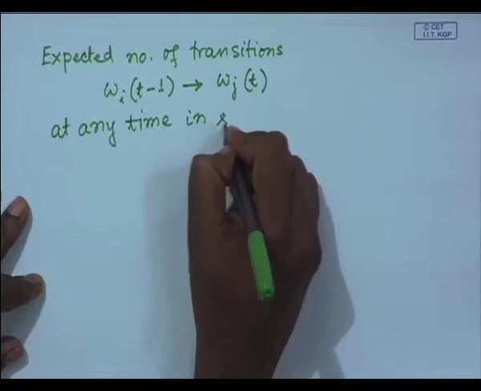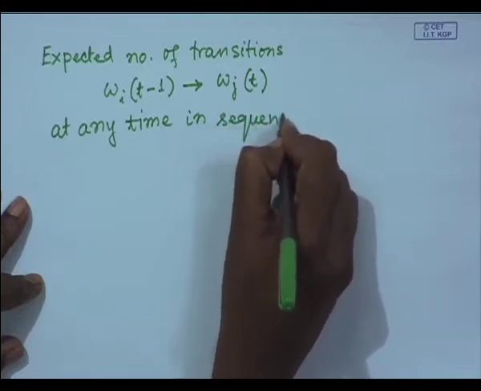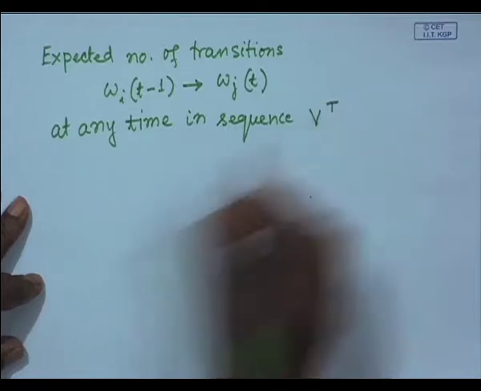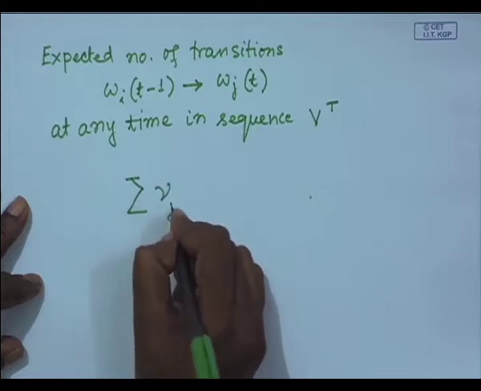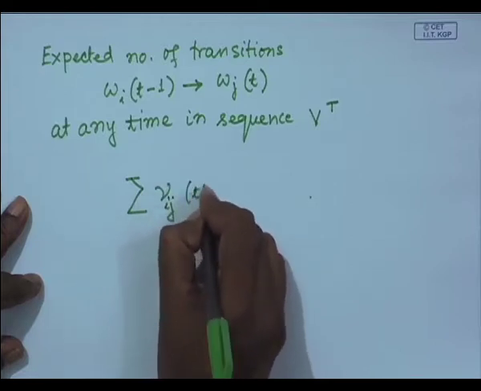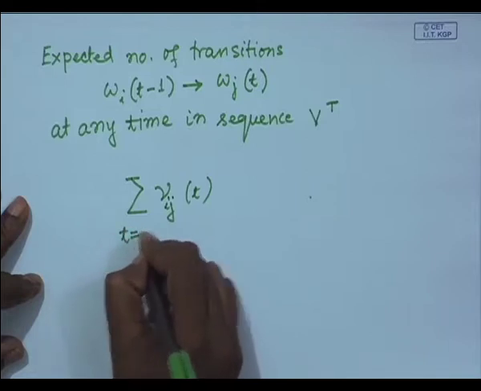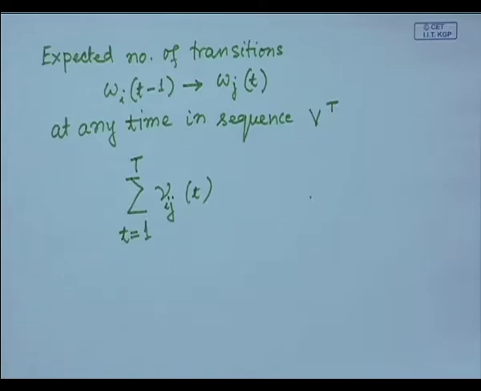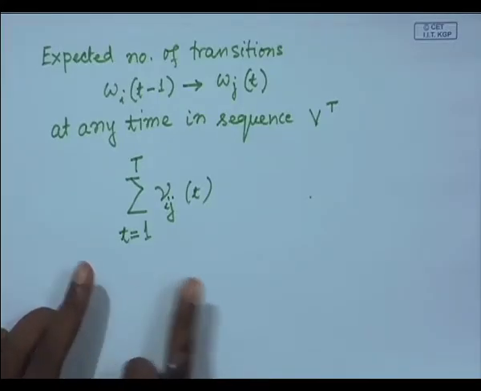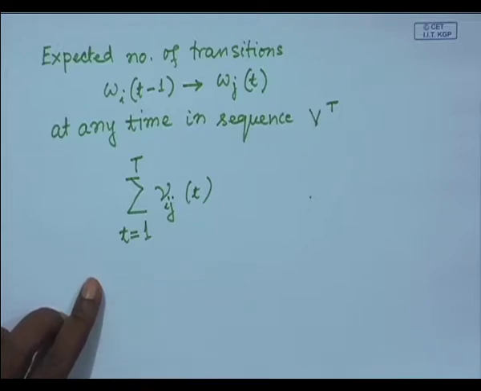In sequence V t, it will be simply the sum of gamma I j t, where this summation has to be taken over t equal to 1 to capital T. So, in this entire sequence V t, whenever I have a transition from state omega I to state omega j, I have to sum all of them. So, that is what is giving me the expected number of transitions from omega I to omega j.